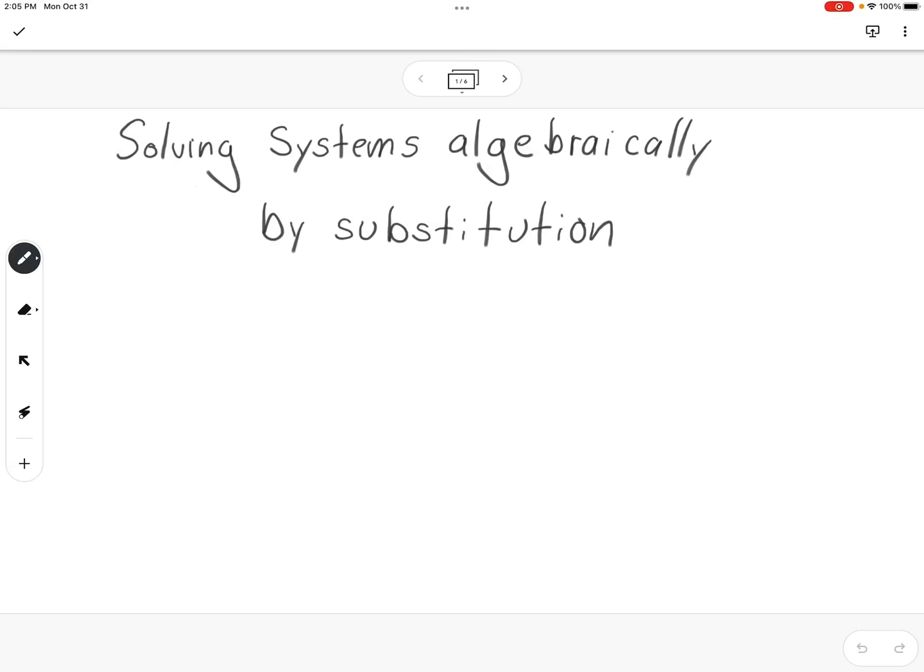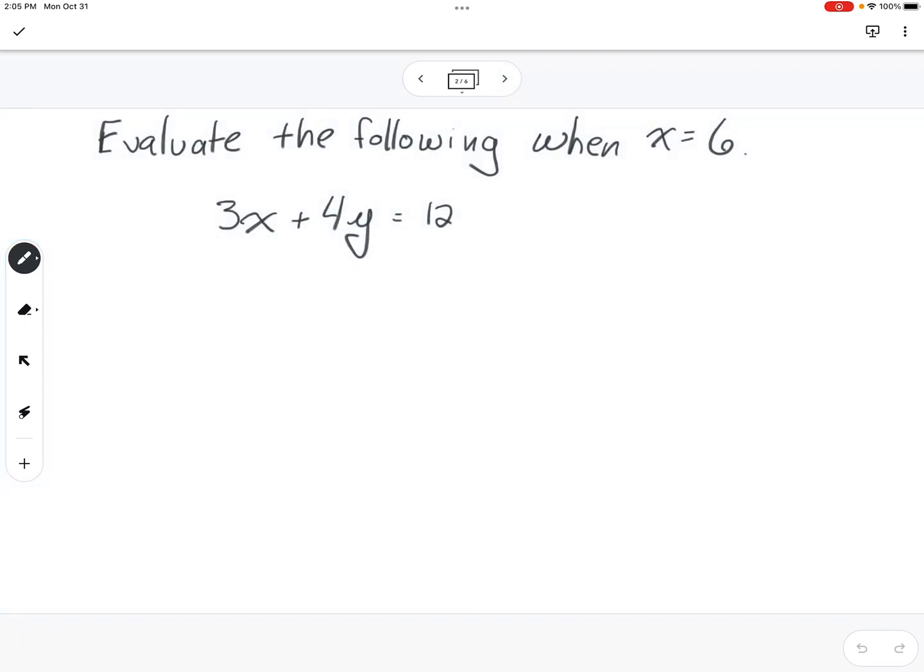All right, everyone, we know how to solve systems of equations by using graphing. Now we're going to move into a few algebraic methods, the first of which is substitution. So we're going to learn today how to solve systems of equations by substitution. Substitution is not new to us. We've been doing it since we started doing algebra.